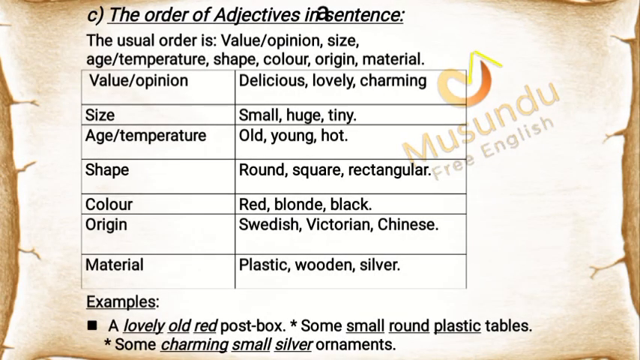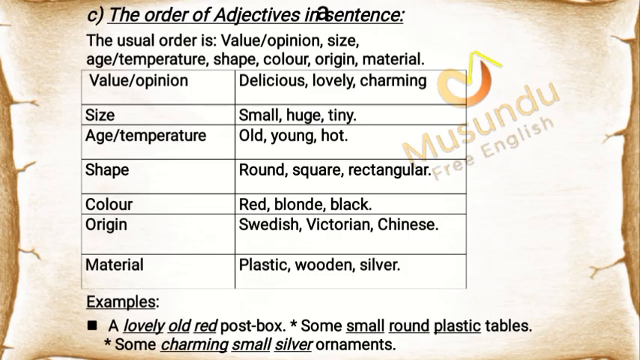C. The order of adjectives in a sentence. The usual order is value/opinion, size, age/temperature, shape, color, origin, material. Value/opinion: delicious, lovely, charming. Size: small, huge, tiny. Age/temperature: old, young, hot. Shape: round, square, rectangular. Color: red, blonde, black. Origin: Swedish, Victorian, Chinese. Material: plastic, wooden, silver.